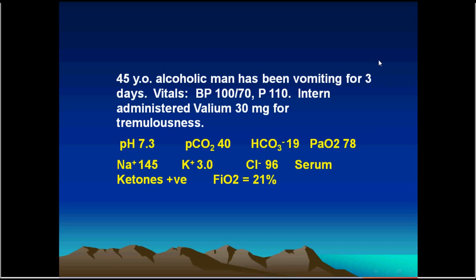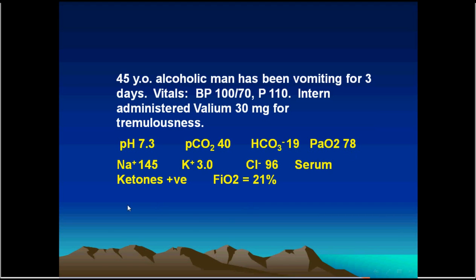Vomiting for 3 days. Vomiting means loss of chloride. Vomiting leads to normal anion gap metabolic alkalosis, retention of bicarbonate. In addition to this, the hypotension or hypoperfusion causes lactic acidosis, high anion gap metabolic acidosis. Is it like that or something like that? And the Valium may add to the problem. The patient's ventilation may be suppressed with more retention of carbon dioxide.